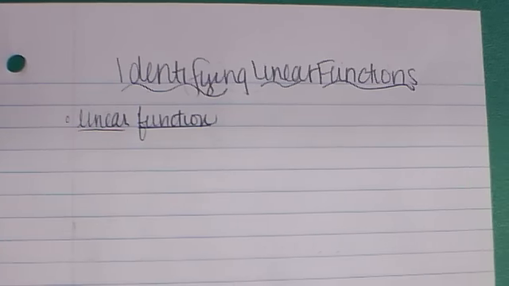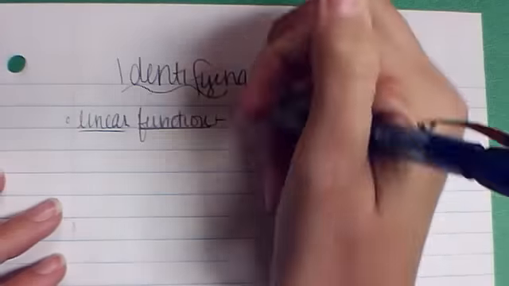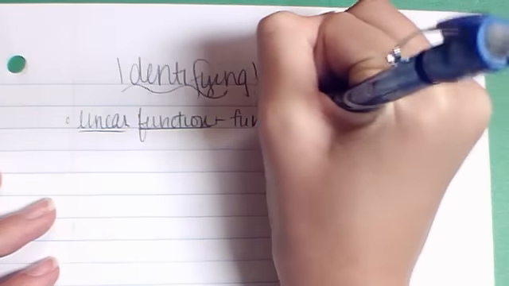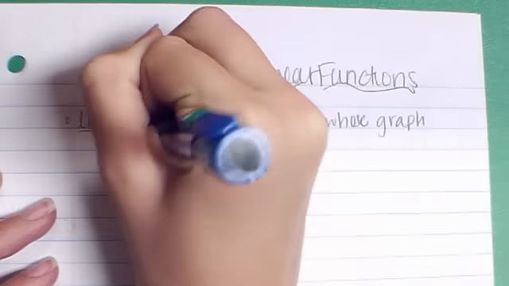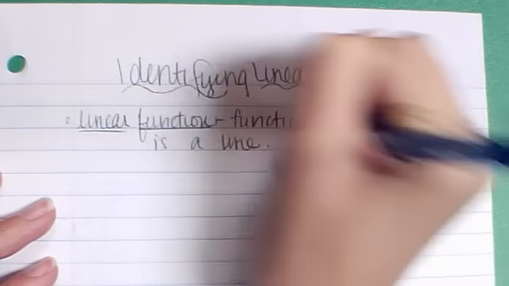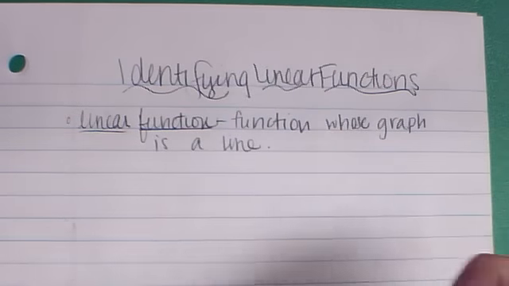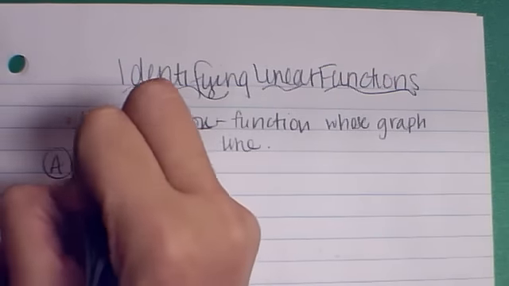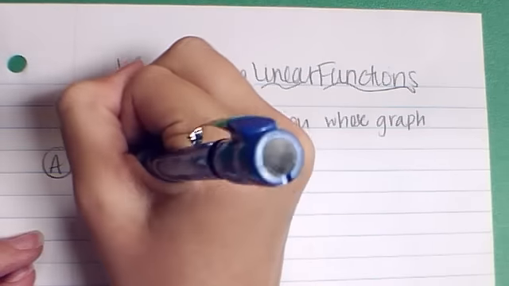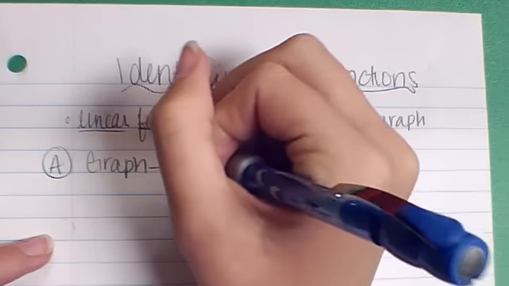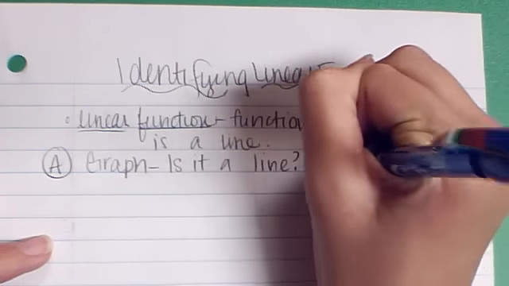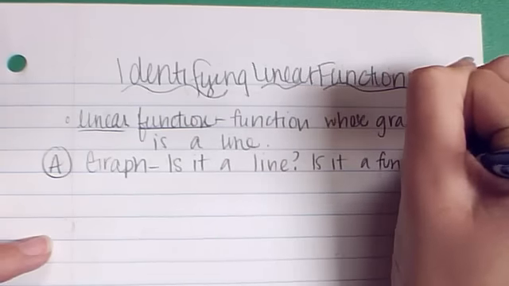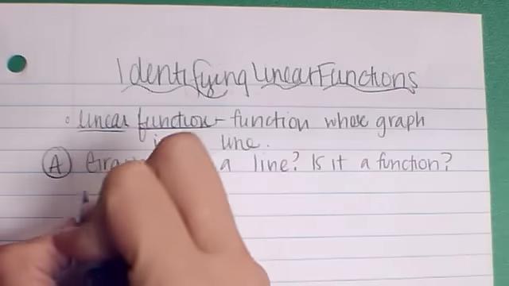Today in Algebra 1 we learned how to identify linear functions. Before we can do that, let's get a definition for a linear function, which is just a function whose graph is a line. So it has to be a function and a line to be a linear function. Part A was how to tell if a graph is a linear function. The two questions we wanted to ask ourselves were, is it a line and is it a function? That's what it takes to be a linear function.